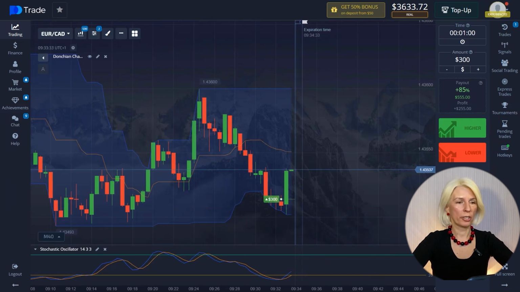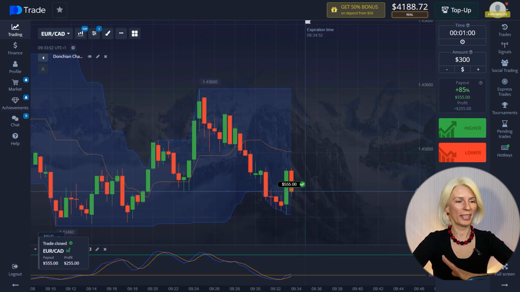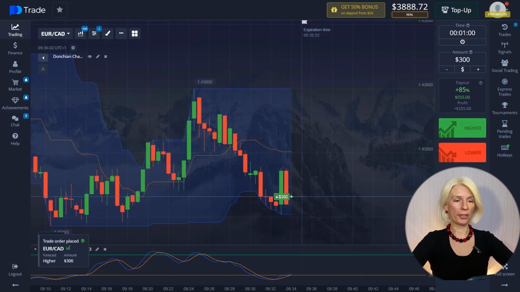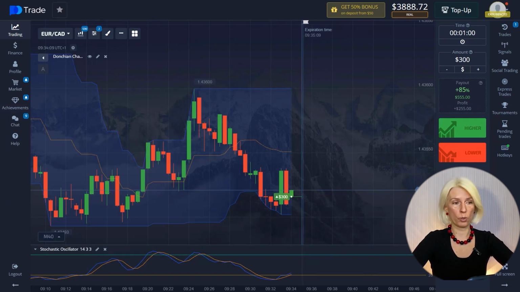Let's observe, after the opening of the transaction, the price decreased, after which it turned around and began to grow confidently. A new candle after opening also turned around and is actively declining. Look east. The end of the transaction was exciting, but we earned $255. Now let's continue. I open a trade for a high price movement. The bid is $300 for 1 minute.